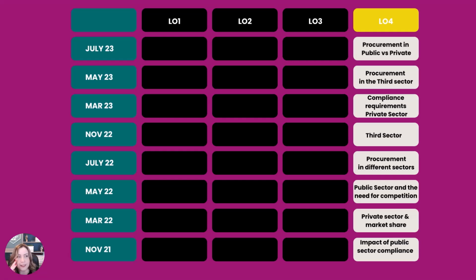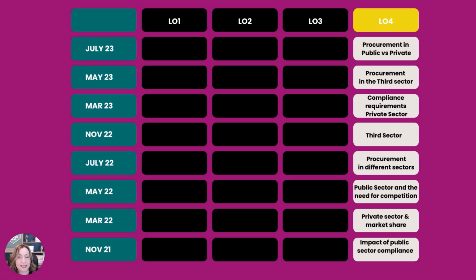So again, obviously, it's going to be talking about different sectors. The most recent paper was procurement in public versus private. Third sector came up in May. Private sector compliance came up in March. Third sector, again, these are quite vague, so we don't know exactly the nuance, came up in November 22. Procurement in the different sectors, so across all 3, or potentially drilling into things like primary, secondary, tertiary sectors as well. May 22, public sector and the need for competition.